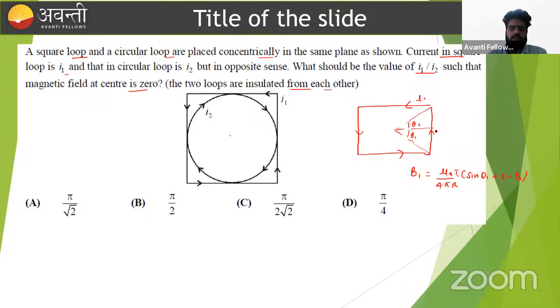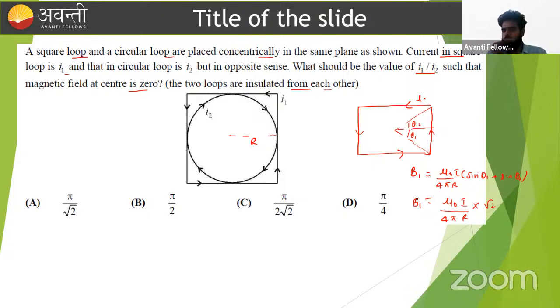Here, for the square, θ1 and θ2 are equal to 45 degrees. If we put in the values, we get mu naught I upon 4 pi r, where this distance is equal to the radius r. Sin 45 is 1 by root 2, and again sin 45 is 1 by root 2. This becomes 2 by root 2, which is nothing but root 2. This is the magnetic field due to one straight wire.